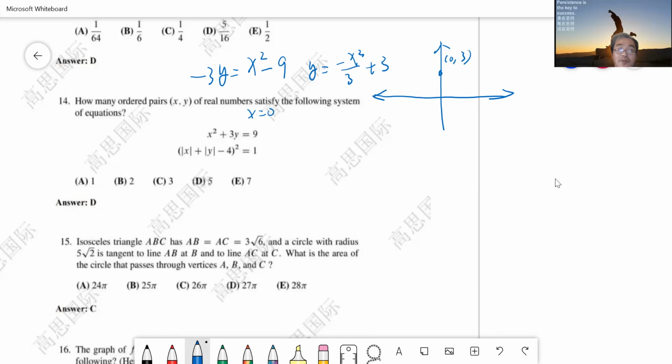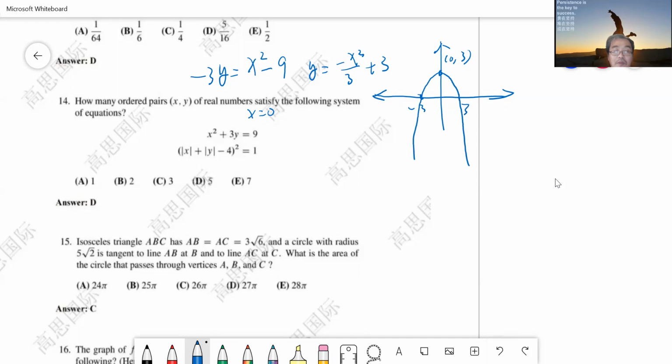So when y equals 0, we have 2 solutions, that's x equal to negative 3 and positive 3. So this just occurs like this. Right. Okay, so now what about the second equation?